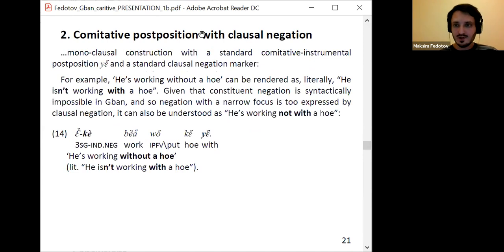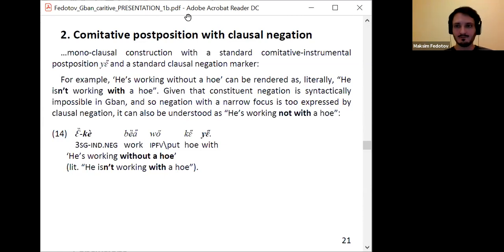And when we need to express similar contexts, but with caritive semantics, we can use yeah here with sentential clausal negation. For example, he's working without a hoe. This is rendered literally as he isn't working with a hoe. Or, given that constituent negation is syntactically impossible in Gban, so negation with a narrow focus is also expressed by clausal negation, it can also be understood as he's working not with a hoe, but with something else.